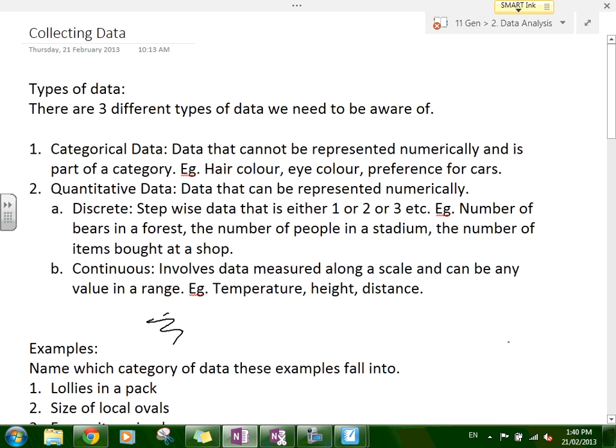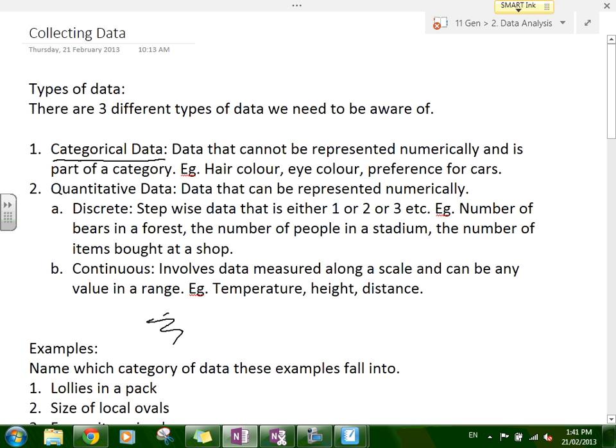So we're talking about collecting data. We're going to talk about types of data and also about samples. So we just need to be aware of the breakup of three types of data that we have. The first one is categorical data. The idea, of course, is, as the name suggests, it's like in a category. You can't really define it with a number.